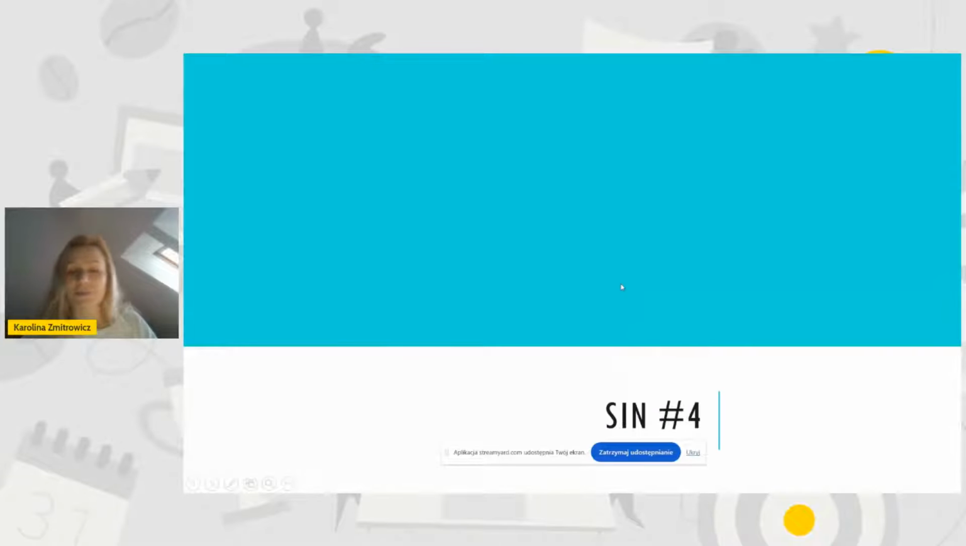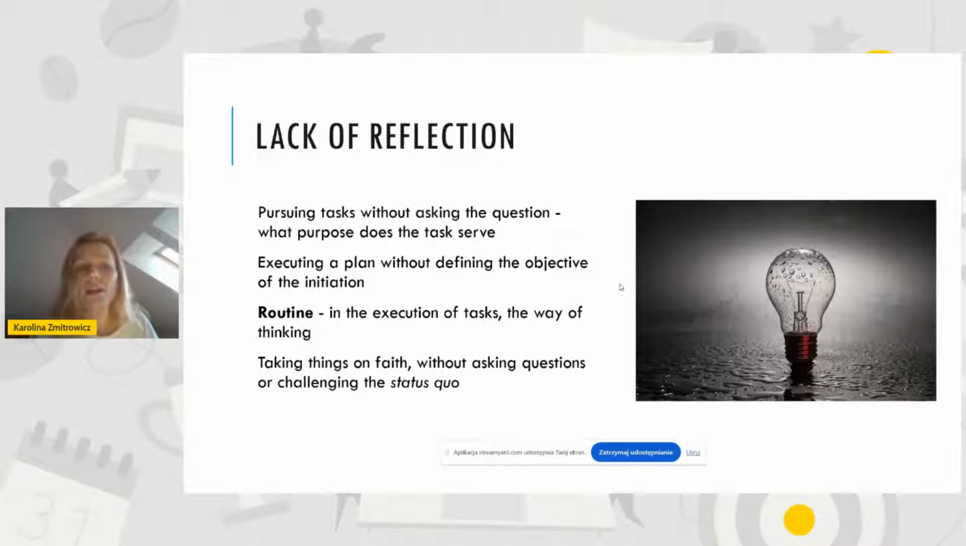And the next sin, number 4. This sin is about lack of reflection. Imagine that you are starting a project and the project is already started, initiated. There is some system that you need to deliver, that you need to help to create. And are you asking questions? What is the goal of the system? What are we actually going to do? What should we deliver? What is the goal of the project? Are you asking these questions or are you just starting executing the plan?